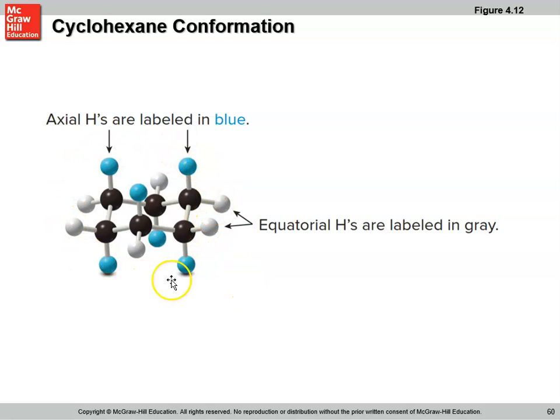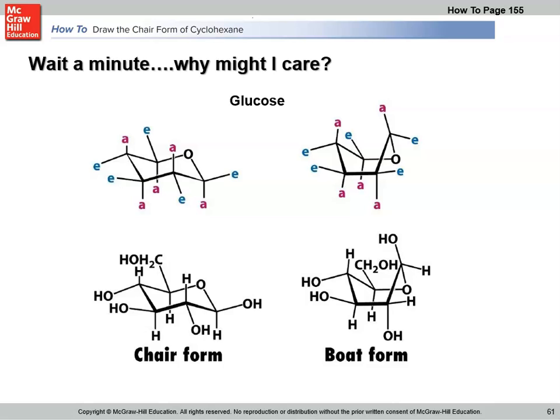And this is formed in that way because it allows for these to not be eclipsed. It allows for all of these groups coming off of the carbons to be in a staggered conformation and a lower energy conformation. Yeah, but why do I care?